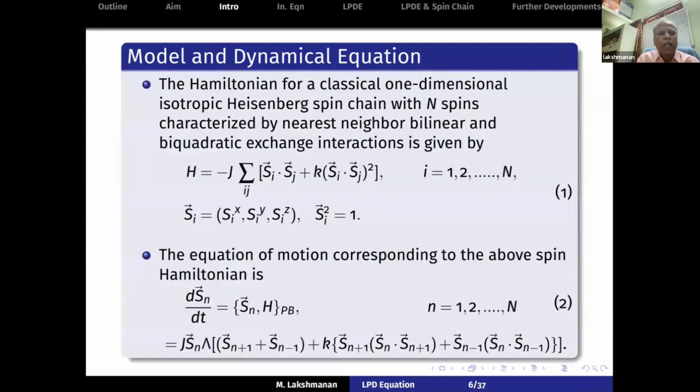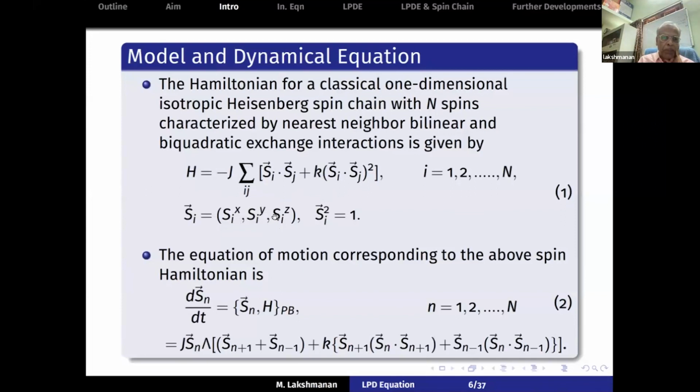To start with, I consider the Heisenberg spin chain with nearest neighbor bilinear and biquadratic interactions. The bilinear interaction is Si dot Sj, the nearest neighbor interaction, where J is the exchange integral, and the biquadratic interaction with interaction parameter K, so (Si dot Sj) squared, summed over the nearest neighbors, where the vector Si is a unit vector with three components, Six, Siy, Siz.